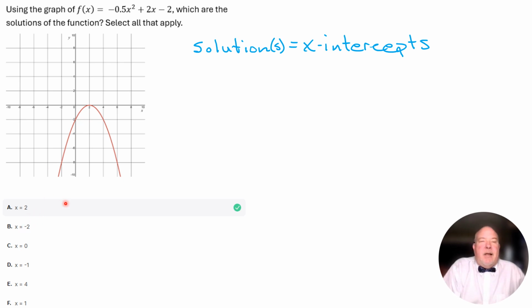So again, if you know how to find the solutions using the graph, this is a pretty easy question.